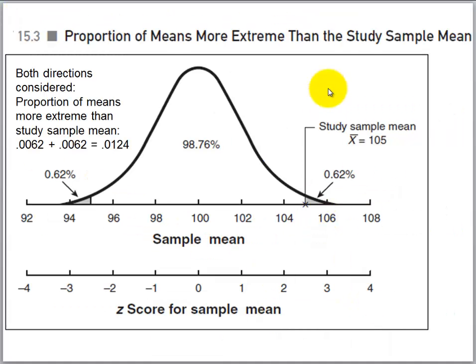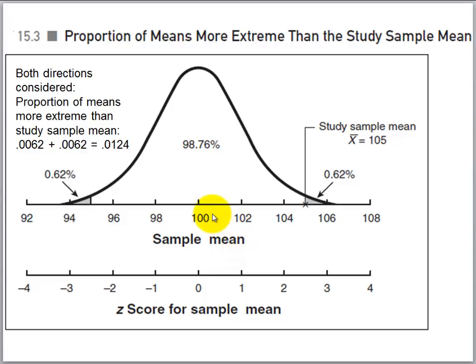Recall from the last chapter that statistical significance testing, and what I'm really meaning to say is the value of p, the probability of the study sample result, has to do with the percentage of cases in the sampling distribution that are more extreme than the study sample result. Now we're going to consider both directions with a non-directional pair.